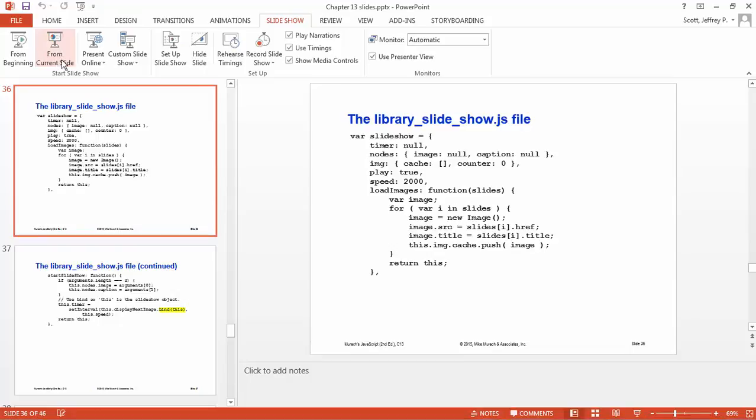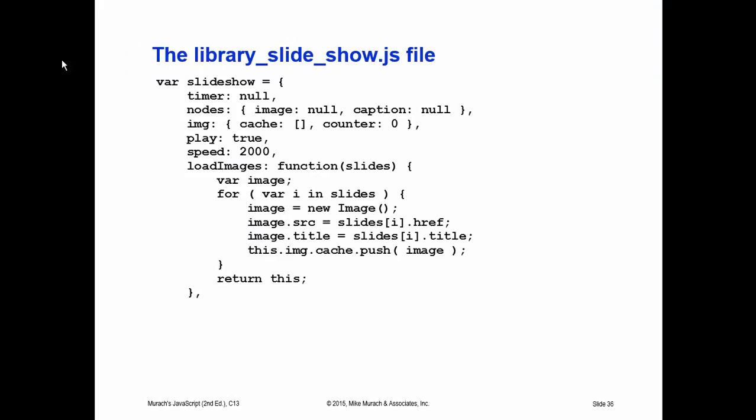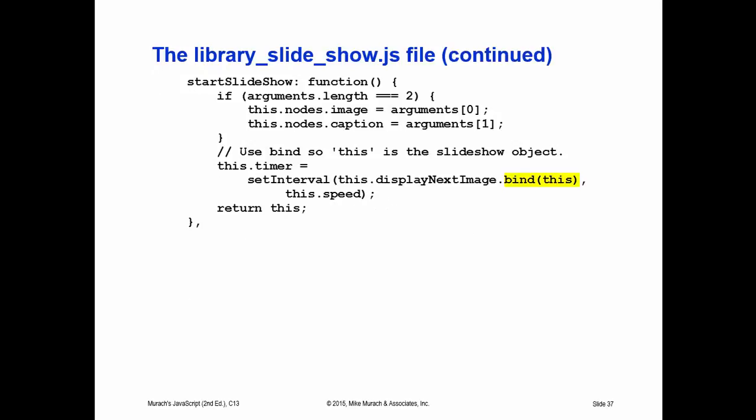So again, load images accepts an array of slide objects passed to it from the onload event handler. Slideshow method uses the arguments property to get its parameters. The stop is next. It passes the timer property to the clear interval to stop the timer. Next is the display new image. And what it does too is it uses a modulus in there. I think it's in the next.